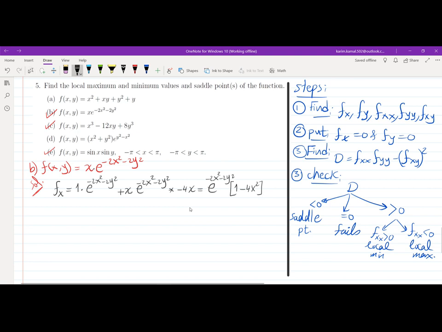Second, we can get fy, which will be x constant and e power negative 2x squared minus 2y squared times the derivative of the power, which is negative 4y, which can be simplified to negative 4xy times e power negative 2x squared minus 2y squared. Third, we have to get fxx.